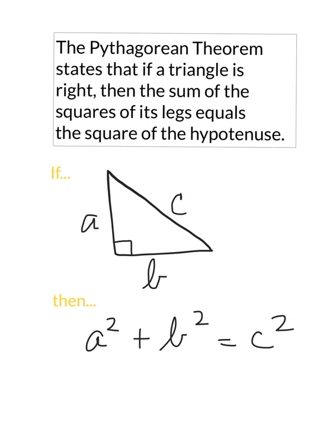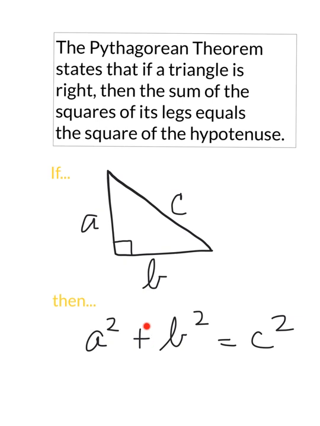So here is a review of the Pythagorean theorem. The Pythagorean theorem states that if a triangle is right, so what we are saying is the triangle must be a right triangle. That's what we begin with. We begin with a triangle that is right. Then the sum, here's the sum, of the squares of its legs.